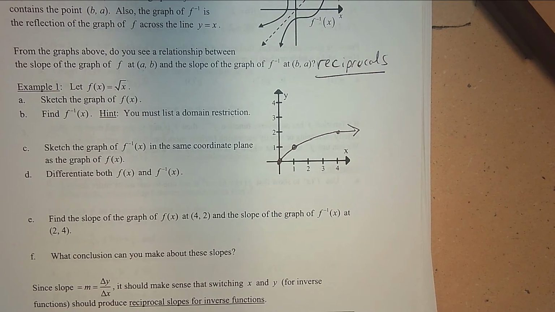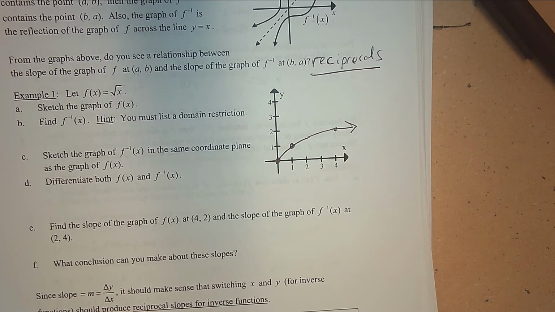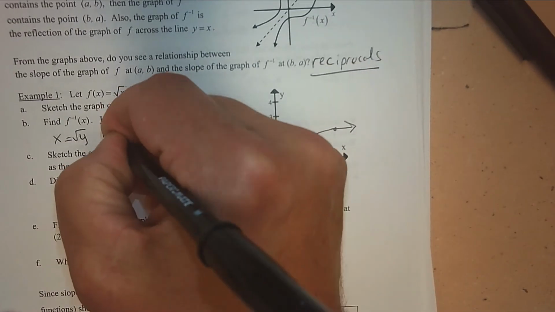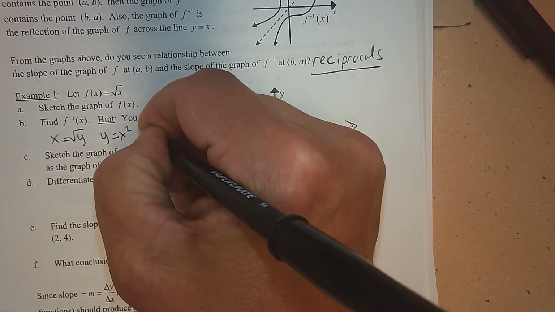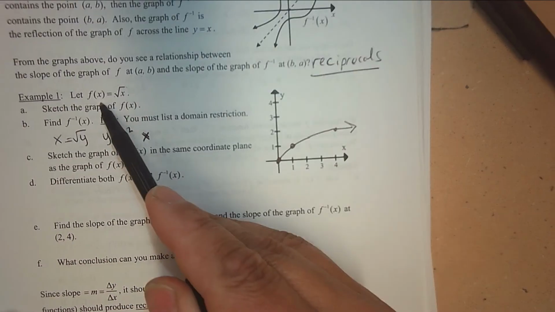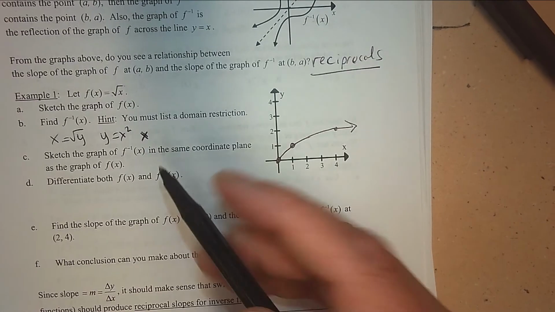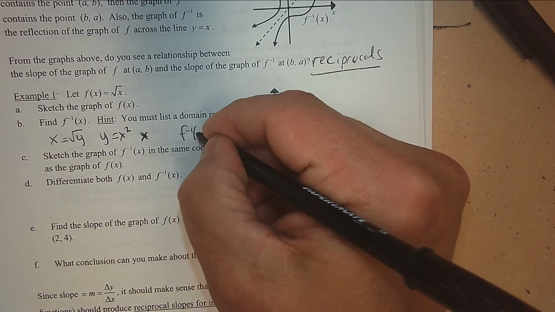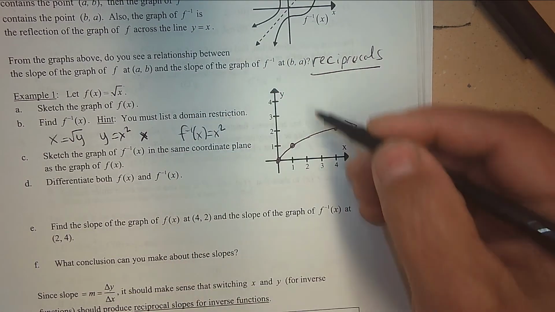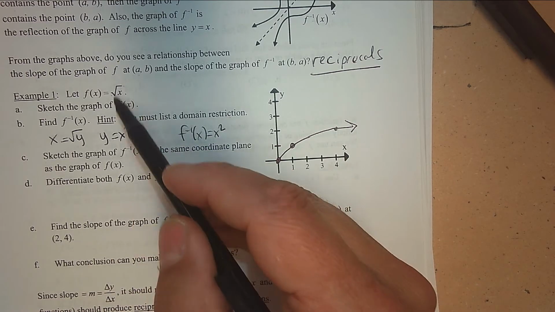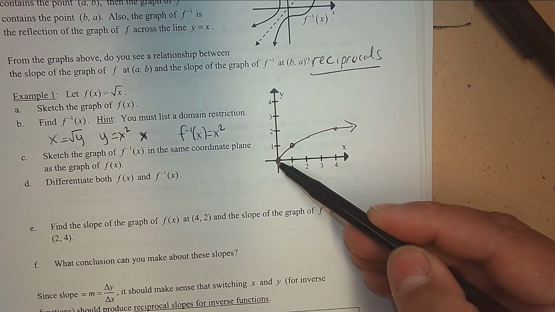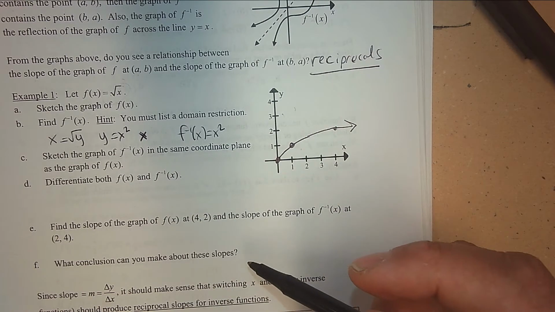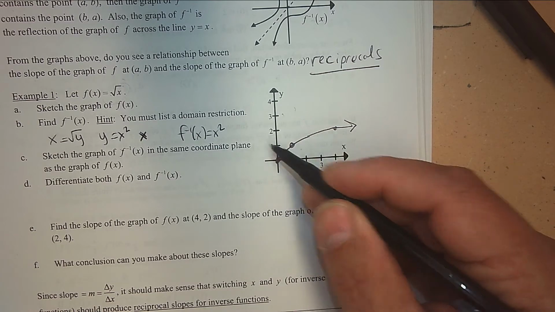How about the inverse? How would I find it? If x equaled root y, what would y equal? We need a domain restriction. Do you know why? Because the range of the function has to be equal to the domain of the inverse. What's the range of the square root of x? It's 0 and above, right? That means my domain has to be 0 and above, or to the right. That means there's no negative numbers in the domain.